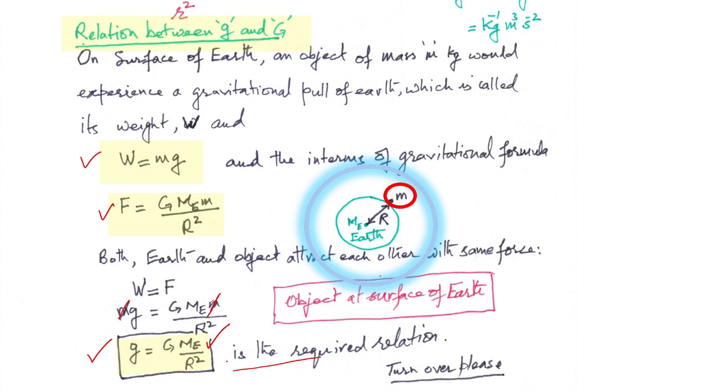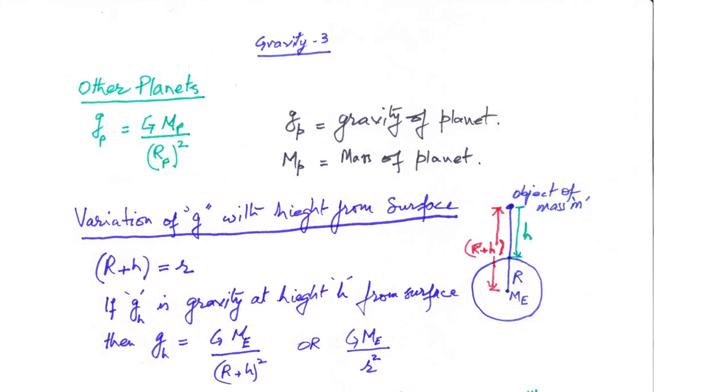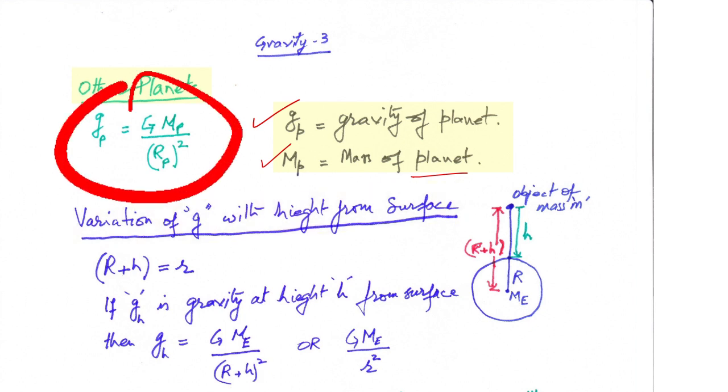We can apply this formula to other planets as well. And what we have to do is in place of gravity of the Earth, we put gravity of that planet, and in place of mass of Earth, we put mass of that planet, and in place of radius of Earth, we put radius of that planet, and we get that formula Gp is equal to G Mp over Rp whole square.